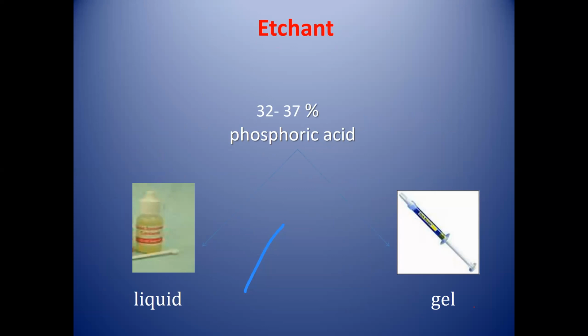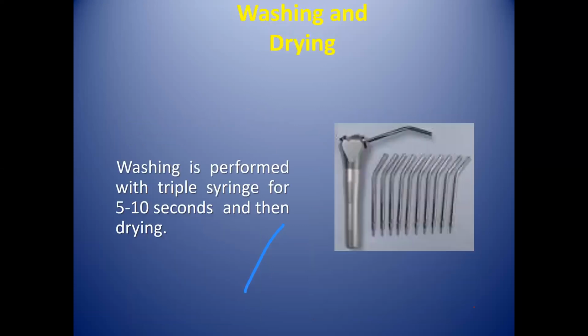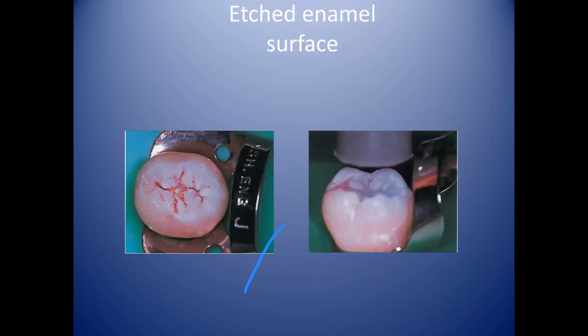It is available in liquid and gel form. Applying the acid causes roughening of the surface by removing calcium from the enamel. Then after etching, it is washed and dried for 5 to 10 seconds. The etched enamel surface looks chalky white.